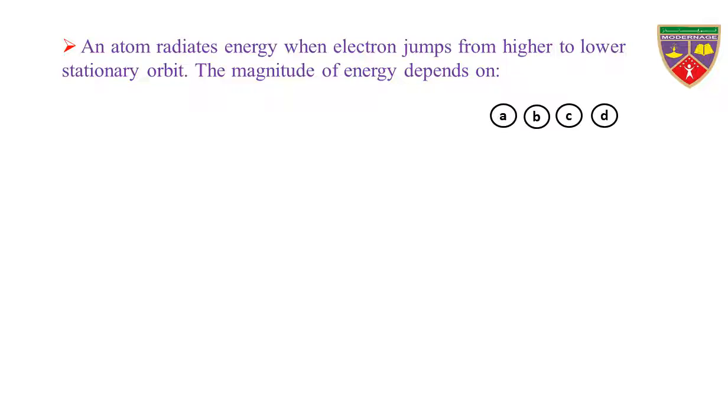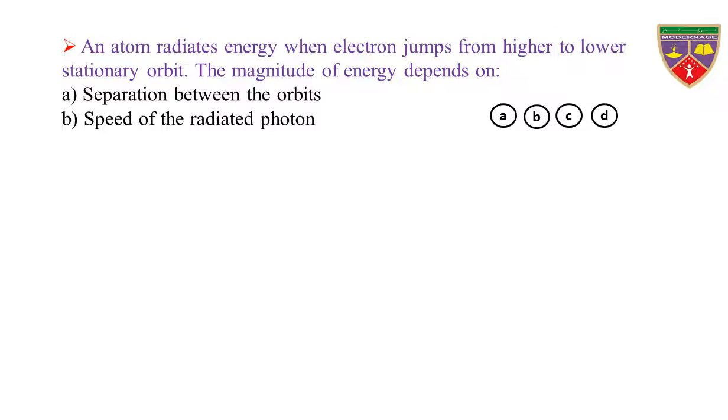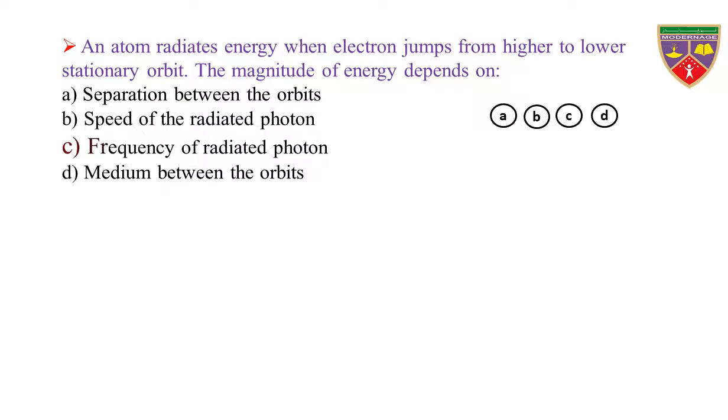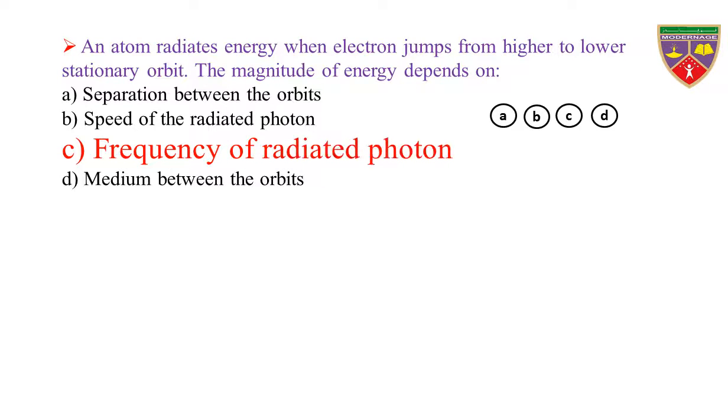An atom radiates energy when electron jumps from higher to lower stationary orbit. The magnitude of energy depends on: Option A, separation between the orbits. Option B, speed of the radiated photon. Option C, frequency of radiated photon. Option D, medium between the orbits. The key is frequency of radiated photon. Therefore, the correct option is C.